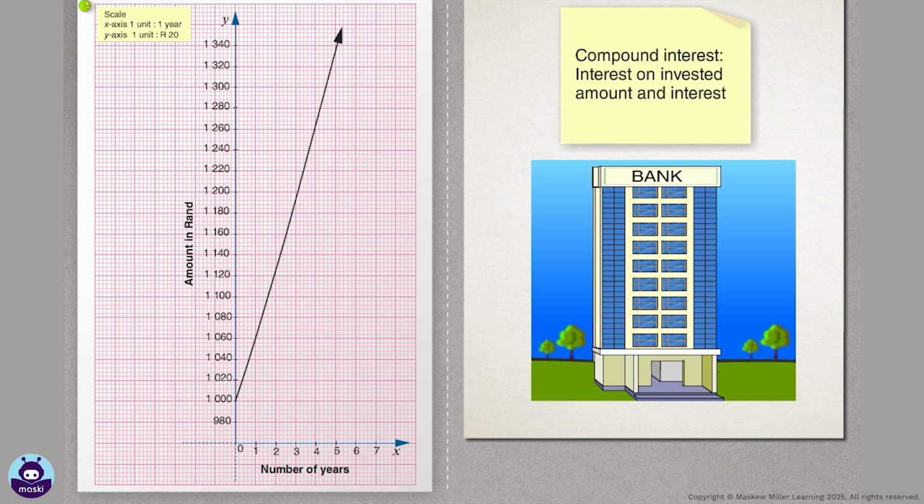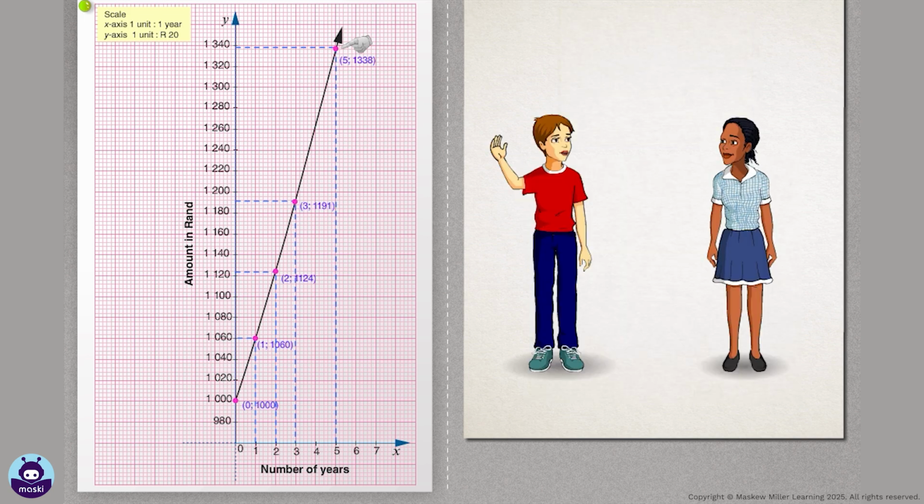We see here that a sum of 1,000 Rand invested now becomes 1,060 Rand after a year, 1,124 Rand after 2 years, and 1,191 Rand after 3 years. After 5 years, the money has grown to 1,338 Rand. The money grows faster and faster as the years go by. So it makes sense to save our money in a bank and let it grow exponentially.